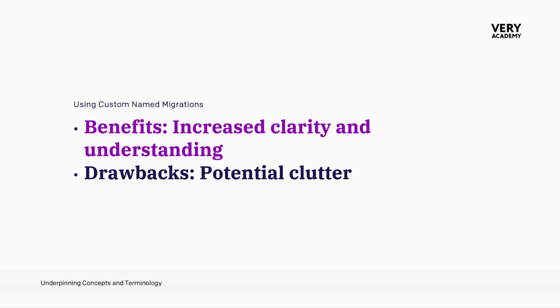Now, the potential drawback of using custom named migrations is the potential clutter in the history if overused. So the biggest issue is inconsistency. It might be okay for you to name every single migration. You may be good at doing that. But if you're working in teams, if you don't have a clear naming convention, then maintenance can start to become a burden in large teams.